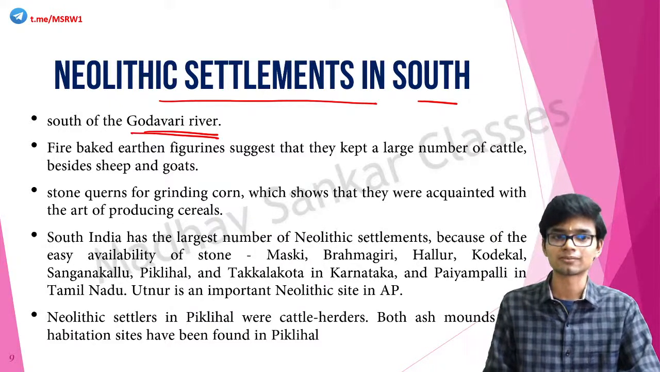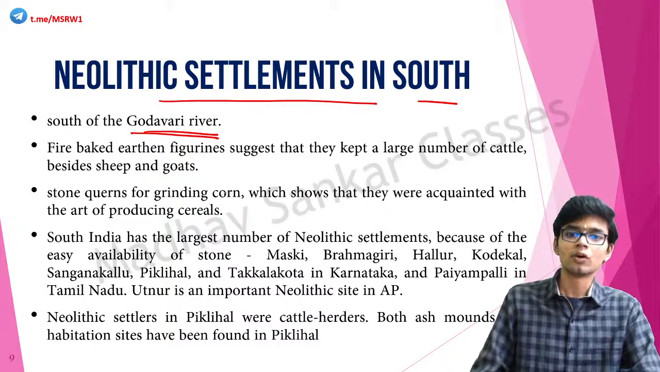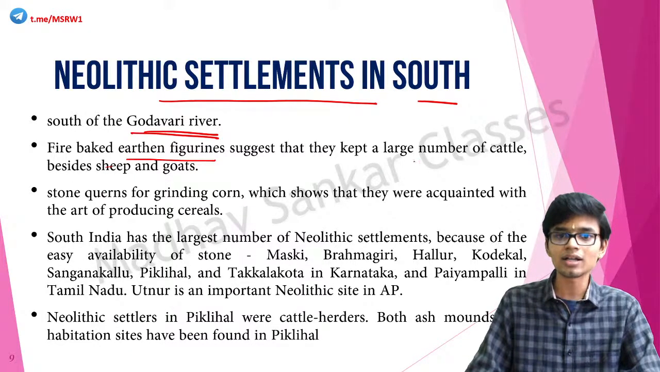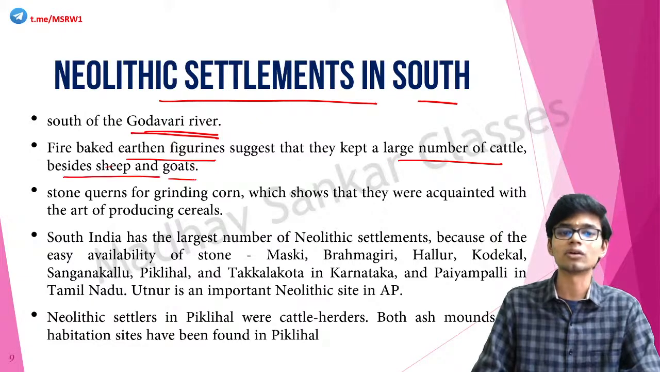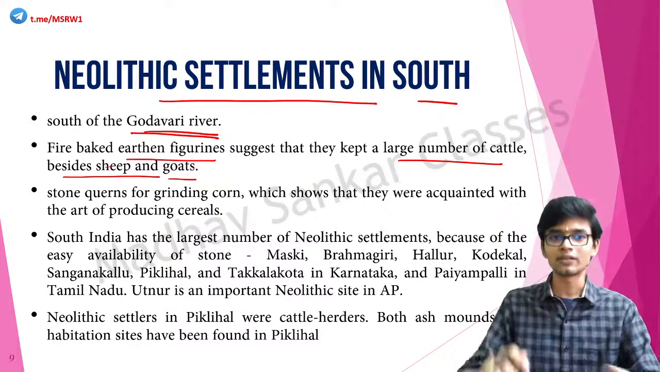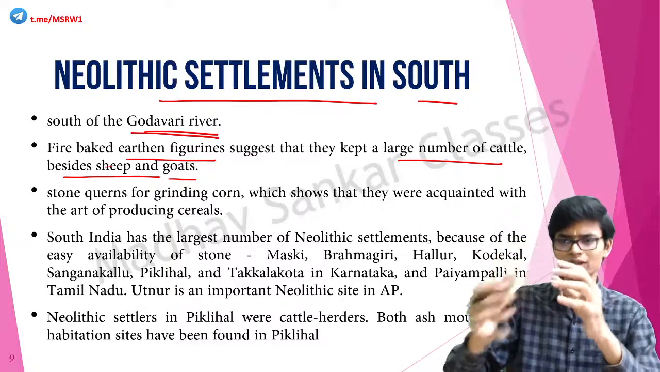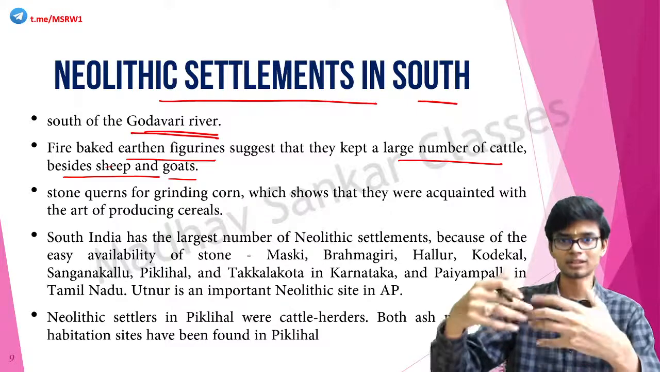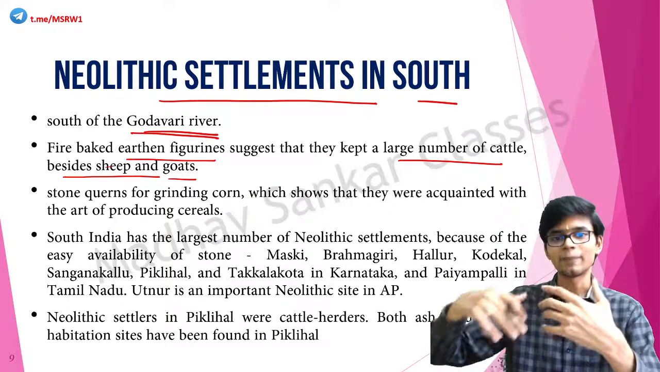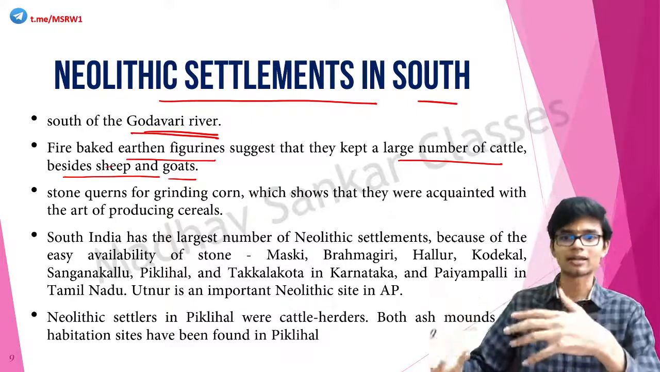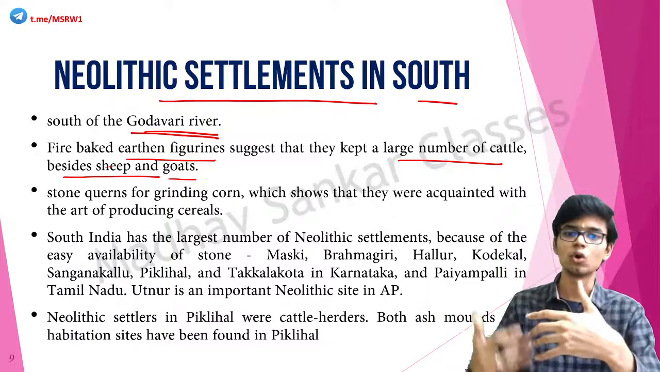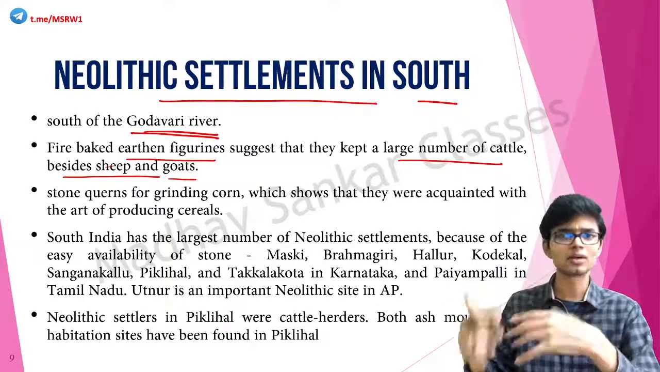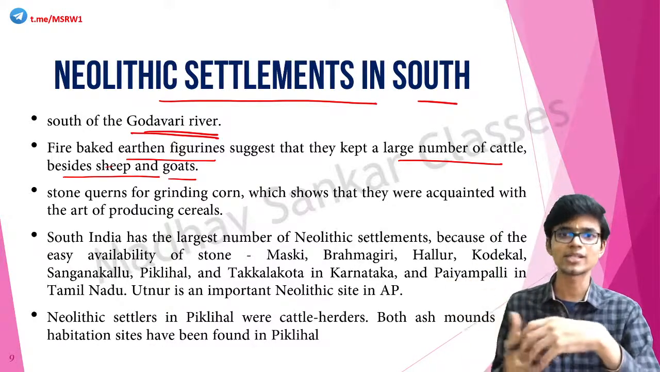of Neolithic settlements. Here, we also find fire-baked earthen figurines, which suggest that a large number of cattle besides sheep and goats were kept. We find many fire-baked earthen figurines made of clay or mud, which suggest that apart from keeping cattle, they also kept sheep, goats, etc. So domestication of animals was very much there in South Indian Neolithic sites also. That's what we are trying to say.